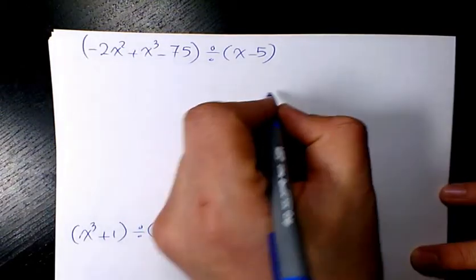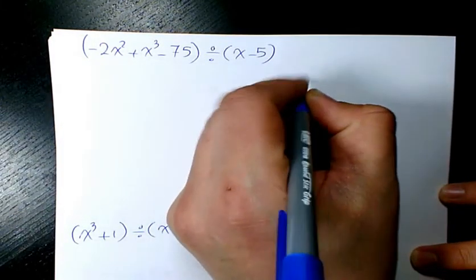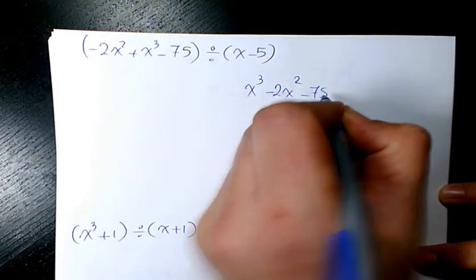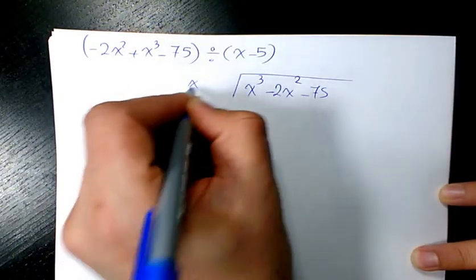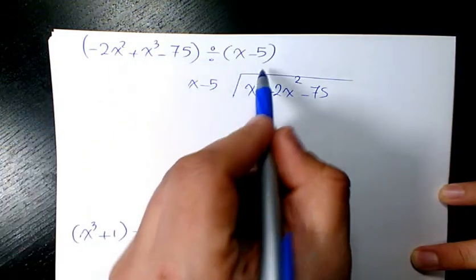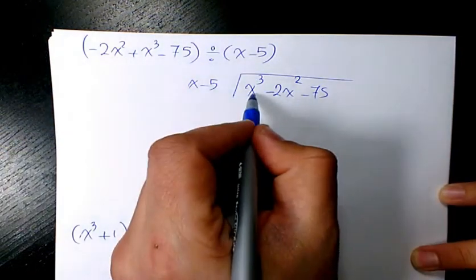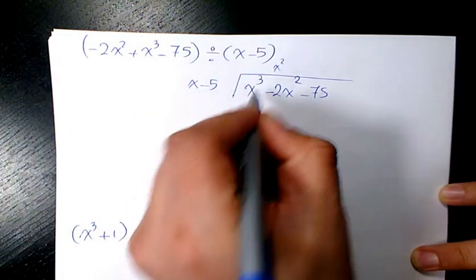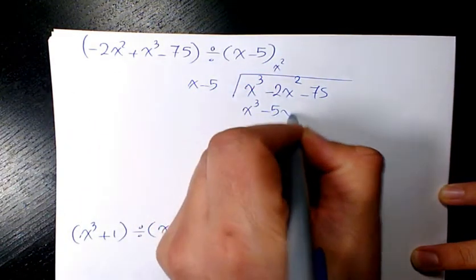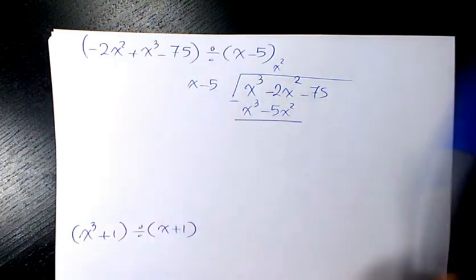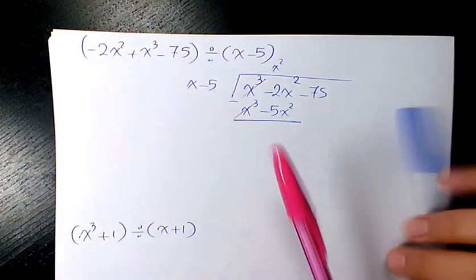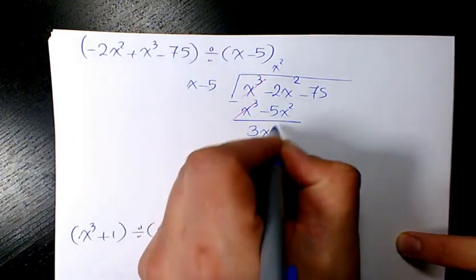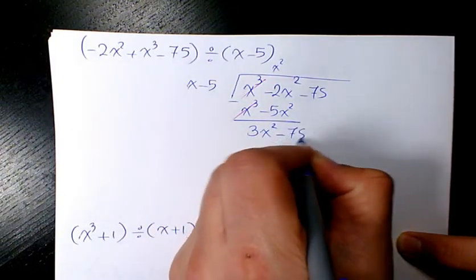In this example, we have negative 2x squared, but we need to write x cubed first, minus 75 divided by x minus 5. Why? Because we always need to write the largest exponent first. X cubed divided by x is going to be x squared. X squared times x, x cubed. X squared times negative 5, negative 5x squared. When you subtract it, these two cancel out. Negative 2x squared minus negative 5x squared is going to be positive 3x squared, minus 75.